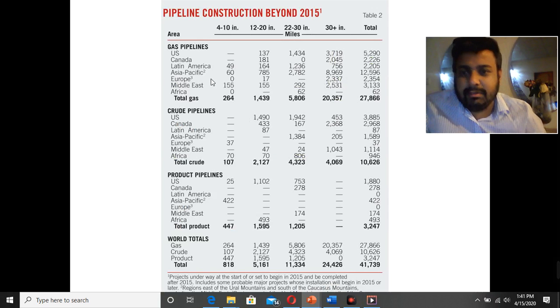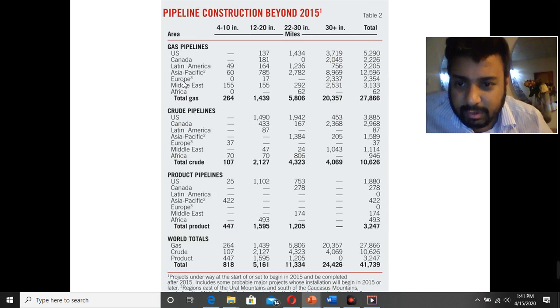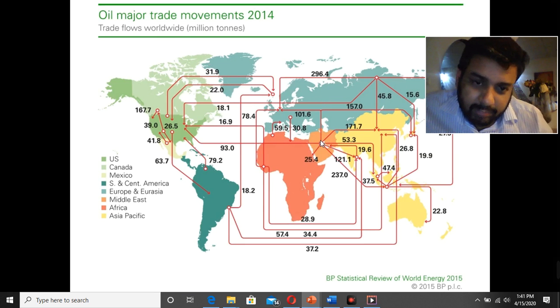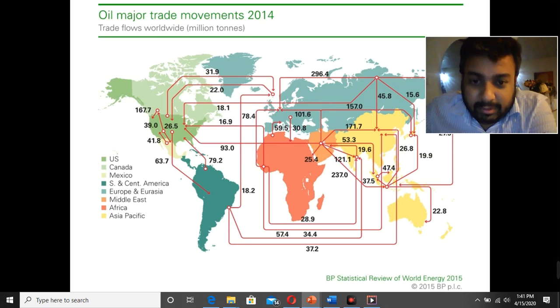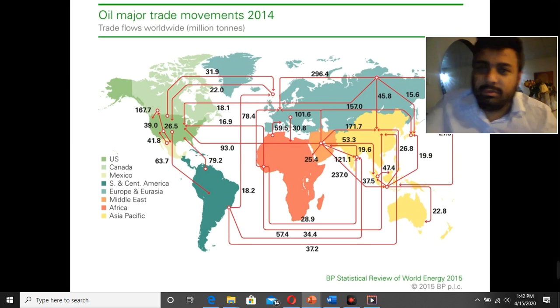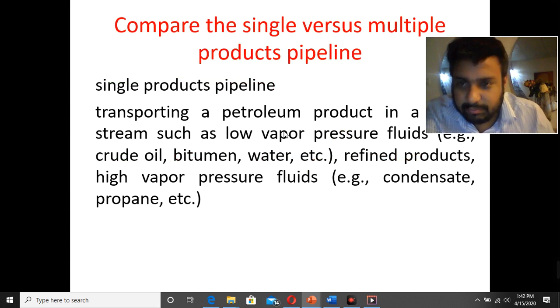Here, these are the pipeline constructions. Mainly, you can see the US is at the top for transporting products and crude oil using pipelines, then Canada, then Asia and the Middle East, the least one, using pipelines. Here we are standing at this point, and there is a lot of major movement of oil, especially from Saudi Arabia, Iraq, Iran, and so on. If there are good pipelines, there will be a cheaper transportation mode, so more oil can be sold throughout the world.